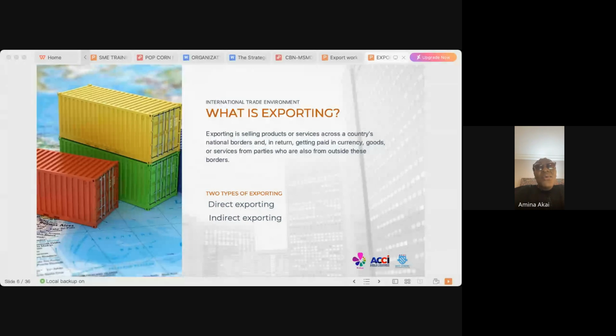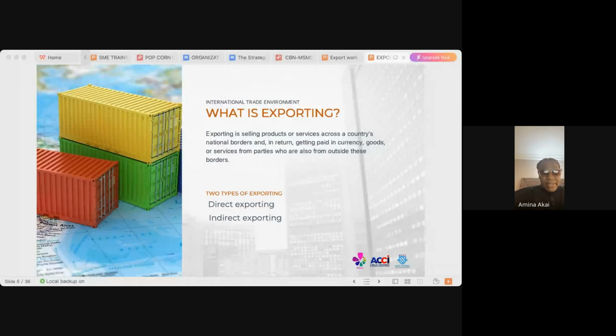Services are, say, you're training for an organization from, say, Canada, and they pay you in Canadian dollars, that is exporting your service. So there are different kinds of services. You could also be employed by maybe the WTO and asked to do a survey or something here in Nigeria. That is also an export of service because you're paid not in naira but in dollars.